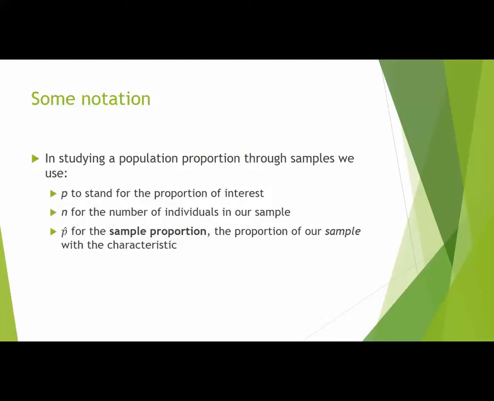So just some notation, some ways that we talk about things and write things in statistics. When we're studying a population proportion through samples, we use the letter P to stand for whatever proportion we're interested in for the whole population. N is the number of individuals in our sample, whatever sample we're choosing, and P with that little symbol on top is called P hat. And that stands for the sample proportion, the proportion of our sample with the characteristic.